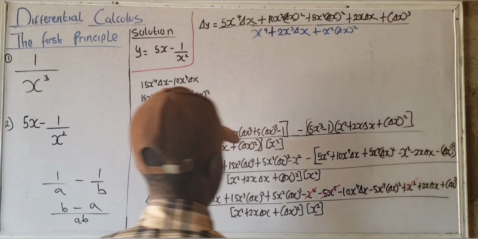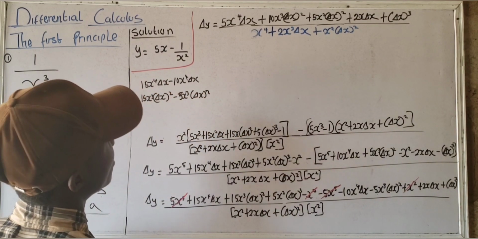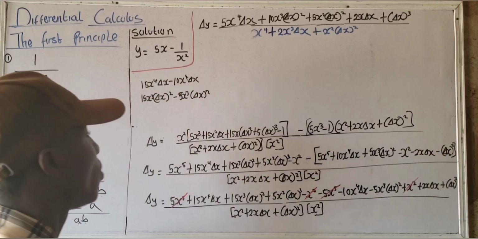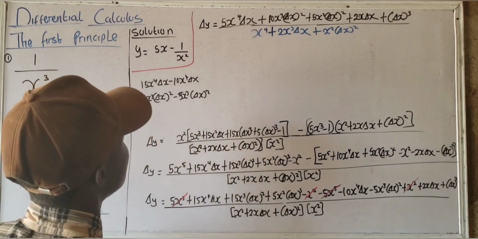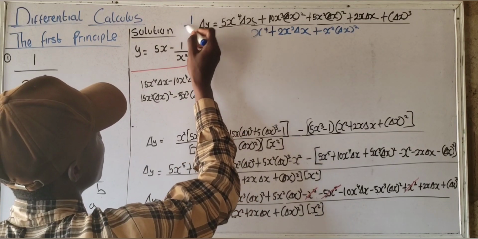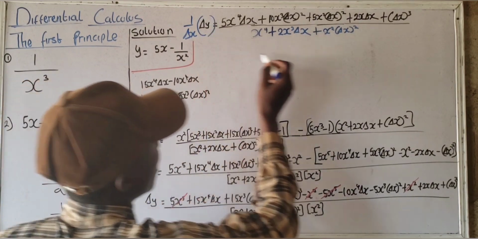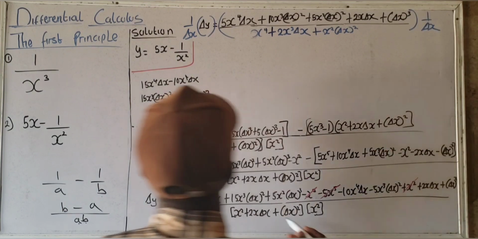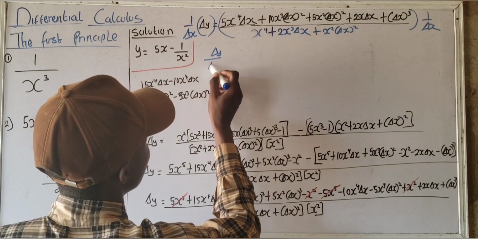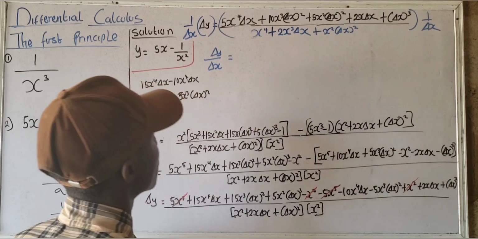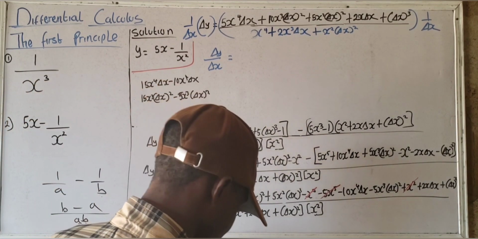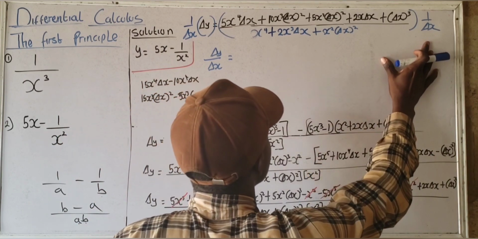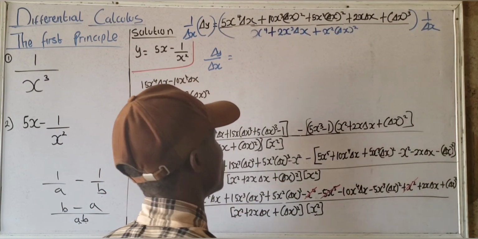Okay? Now, from this point, the next step is that we are going to multiply both sides by 1 over delta x. So here I'm going to have this multiplied by 1 over delta x and all this multiplied by 1 over delta x. You understand? So I'm going to have delta y all over delta x is equals to. Now, do you know what I'm doing? What I'm doing is that I'm going to use this delta x to divide all the denominator. You understand?